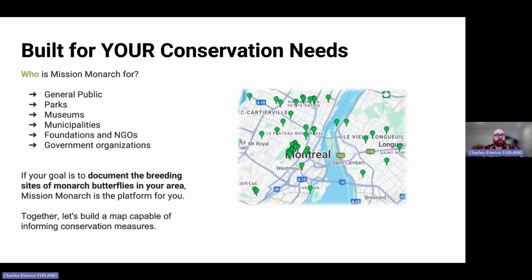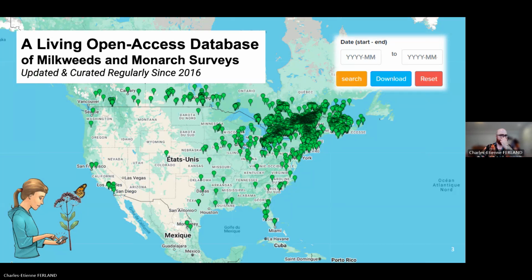So there's a map on our website. I'll show you how to access it after the presentation. But essentially, my hope is that this tool becomes used by different levels of governments, by cities, by neighborhoods, to know where are the habitats where monarchs are growing, so that we can protect those places.